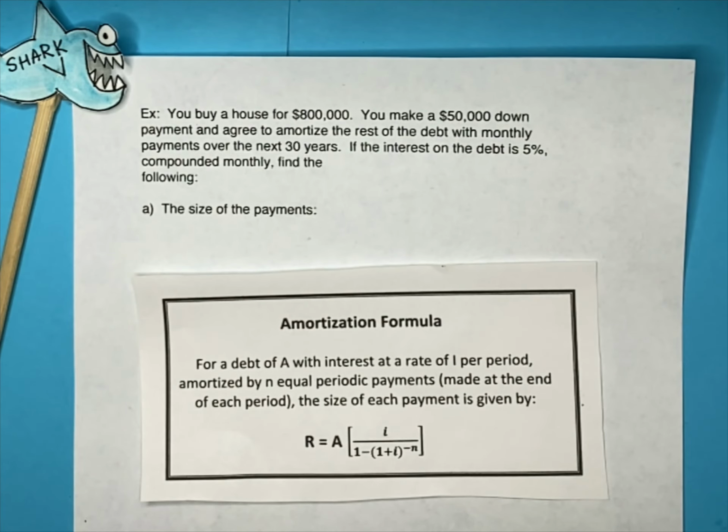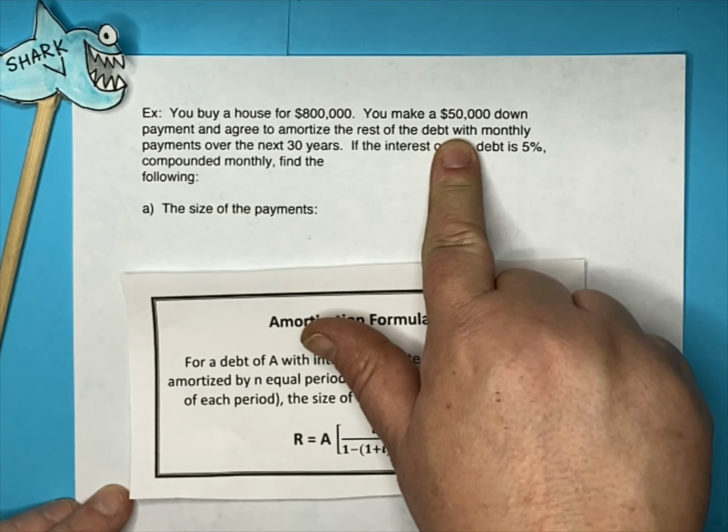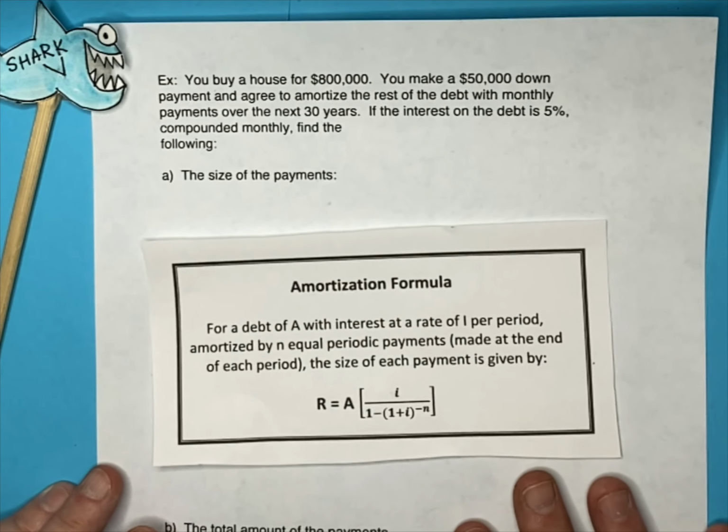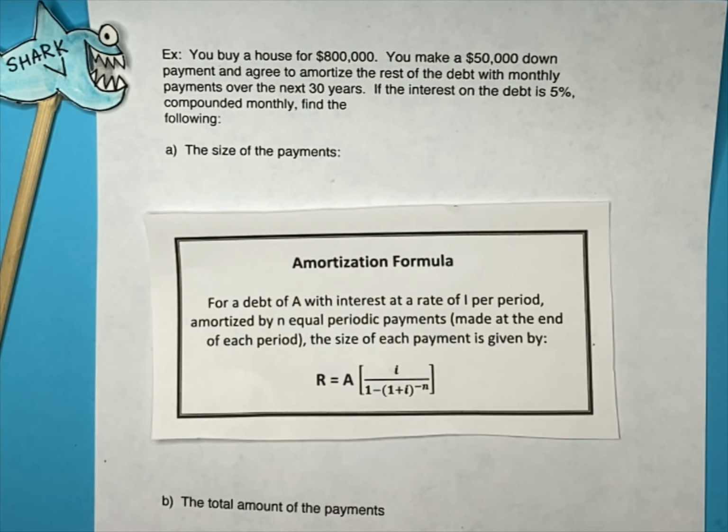Congratulations! We are buying our dream home, which is going to cost us $800,000. The way we're going to buy it is we're going to put $50,000 down, which means we're going to take $50,000 that we've saved up and pay directly for the house with that. And then we're going to amortize the rest of the debt with monthly payments over the next 30 years. This is going to be exciting.